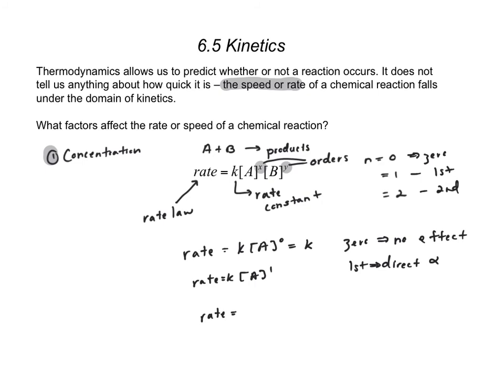Now, what if the exponent is 2? What if it's second order? That's 4 times. If I double the concentration, 2 squared is 4, that will quadruple the rate, 4 times the rate.